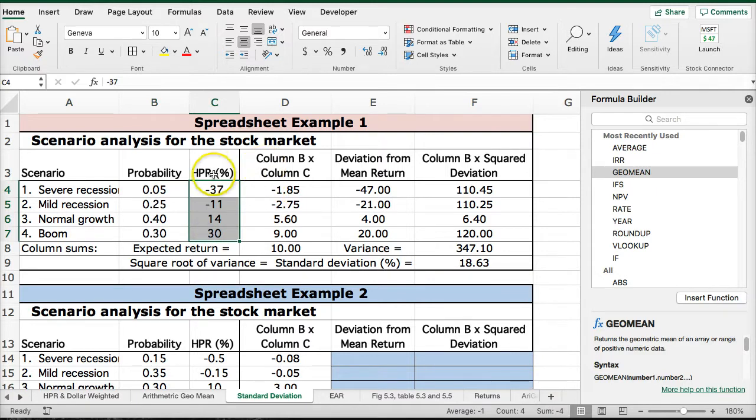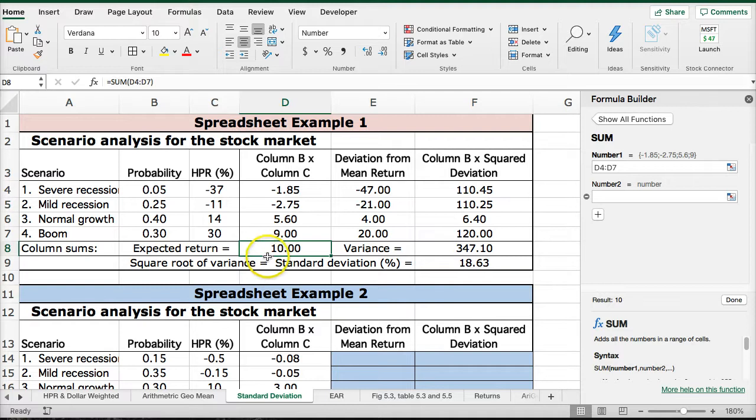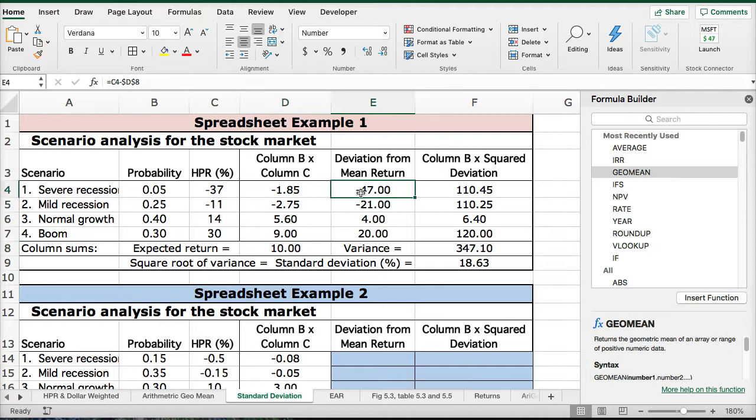And then if we just multiply column B by C, so that makes more sense now in the spreadsheet than in the slide. So we just multiply these across, and then we find the sum of this column to get the expected return. So the mean from the deviation from the mean is really the deviation from the expected return. So we're going to take C4 minus D8. Remember that D8 has these absolute positions, so you could easily just pull the formula down.